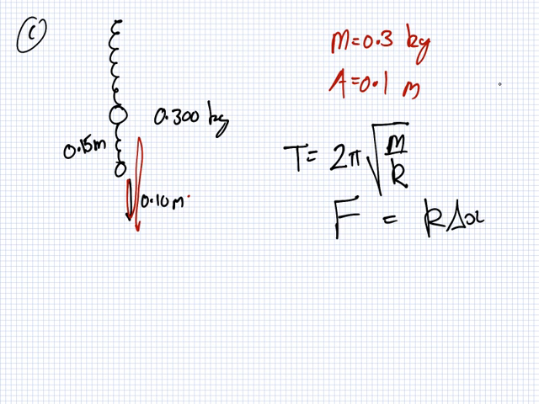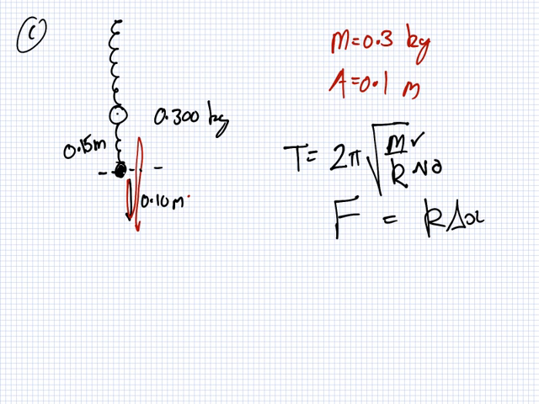Yeah? What's the first part? It was get the T. Do we know M? Yes. Do we know K? No. They didn't give it to us, did they? So we need to work out the K first. At the beginning of the story, they tell you when you hang the mass on the spring, it extends by 0.15. So this is called the equilibrium position. This is where the force is balanced.